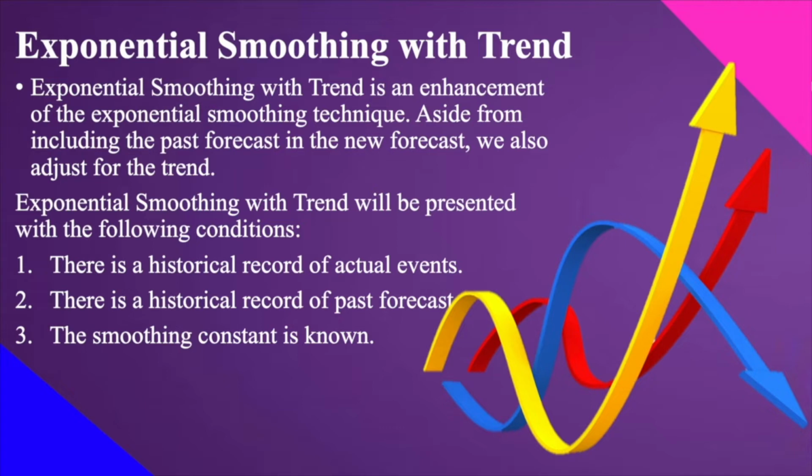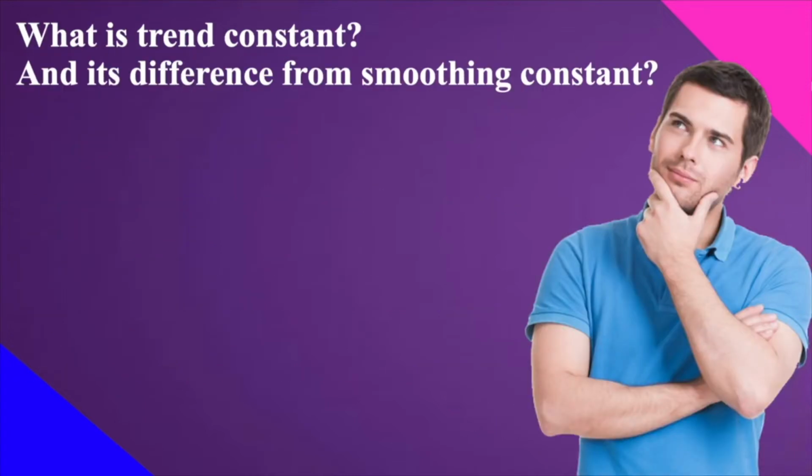And third one, the smoothing constant is known. That is the alpha. And the trend adjustment, or what we call the trend constant, is also known. This is now what we call the beta. Okay? Beta for the trend. Okay? Trend constant. Now, what is trend constant? And its difference from smoothing constant.